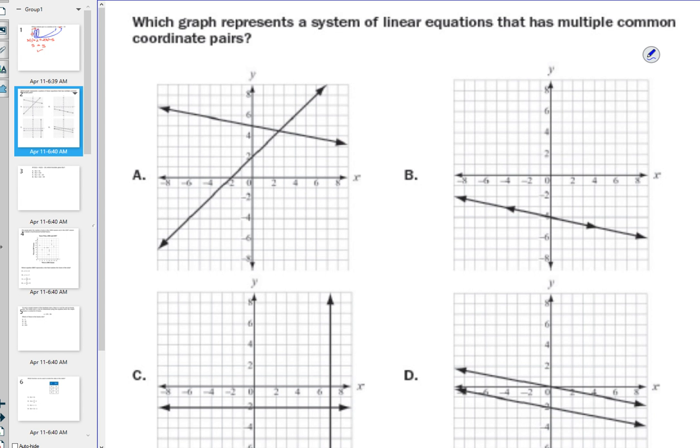Well, the most obvious one would be that they intersect once. Like if you look at A, they're intersecting once, but is one the same as multiple? Do you have multiple points in common? No. But that is the most common type of intersection. Two straight lines, once they cross, are not going to curve around and cross again. You can also have two lines that never cross, but never is not the same thing as multiple.